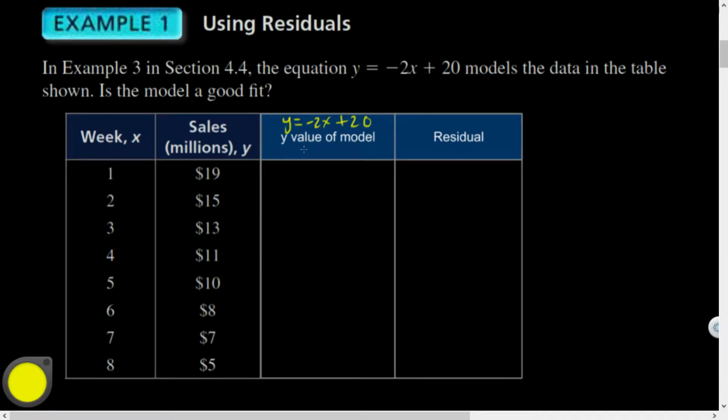This is how this works. So everyone's writing this down on the paper. Find the y value of the model. So what this means is I'm going to plug in 1 for x. So negative 2 times 1 plus 20, what is that equal to? No, we're going over today's lesson 4.5. Plugging in 1 for x, my model would tell me negative 2 times 1 is negative 2, plus 20 is equal to 18. Now to find the residual, I'm going to take the actual minus my predicted.